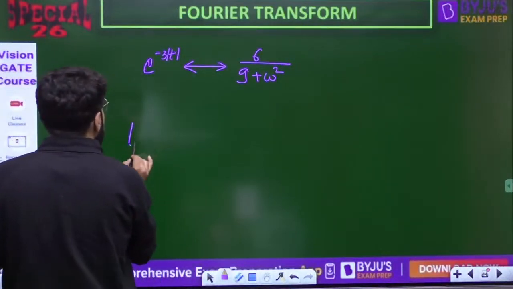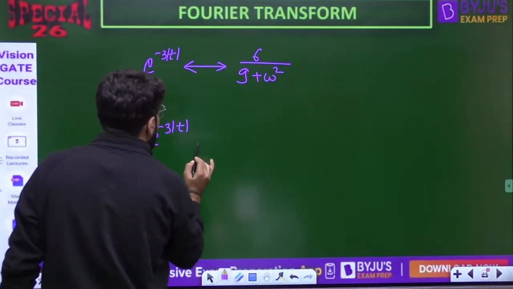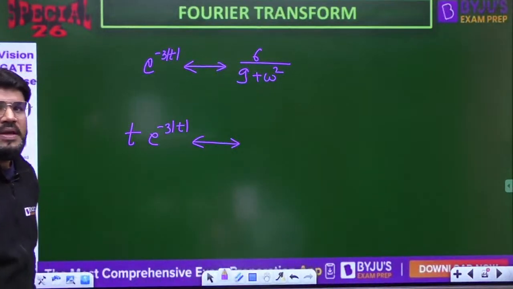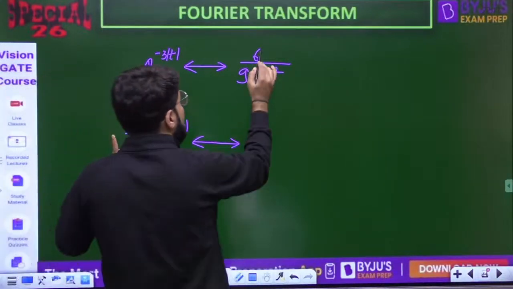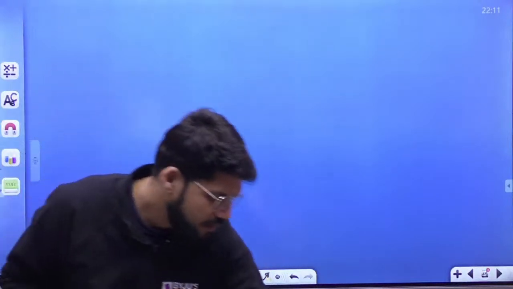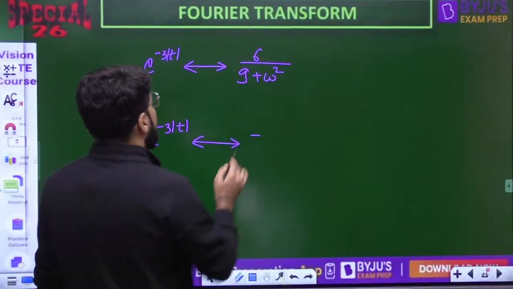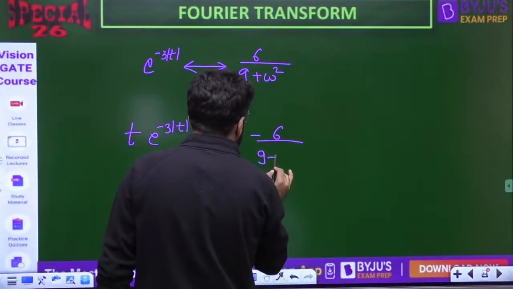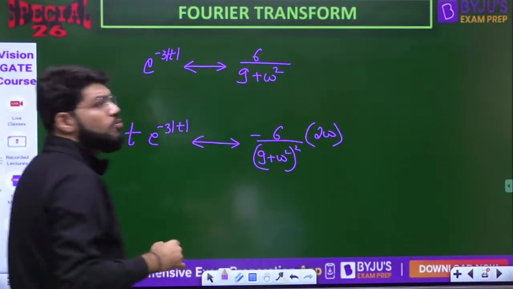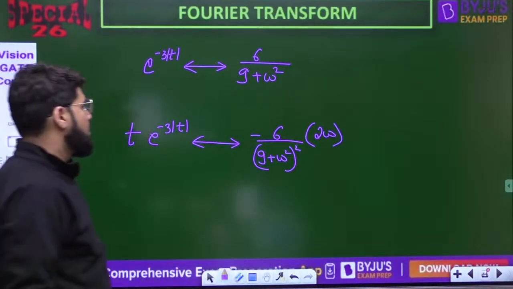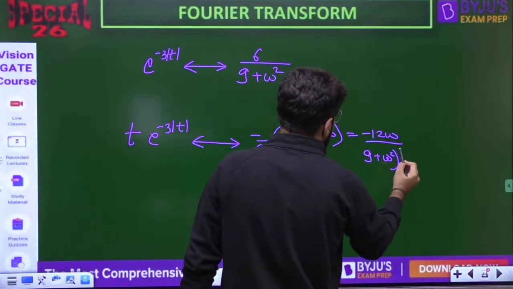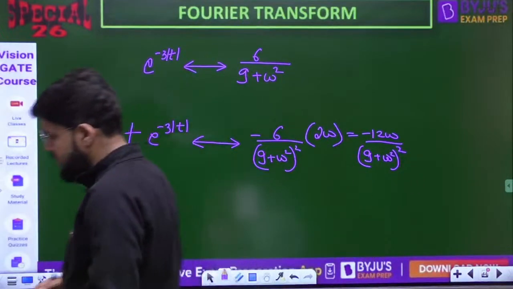So first we will do one thing, multiply by t. The t times property will take you towards frequency differentiation. So differentiation of 1 upon x is minus 1 by x square. So minus 6 by (9 plus omega square) whole square, multiplied by chain rule, multiplied by 2 omega. Okay, so this one is minus 12 omega upon (9 plus omega square) whole square. This is the case.